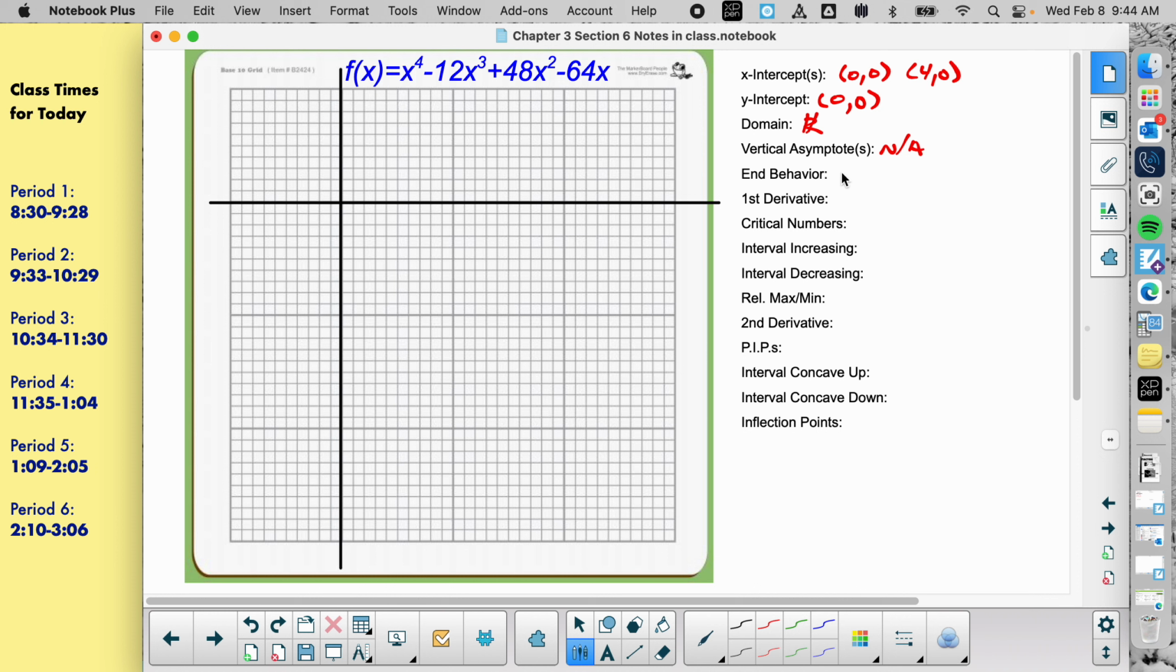Theoretically, I shouldn't have written end behavior because that's the Algebra 2 pre-calc term. I should have written the limit as x approaches infinity and the limit as x approaches negative infinity, because that's technically what end behavior is. But for both of them, the answer would have been infinity because it's going up on both sides. I am just going to draw arrows to save time here.